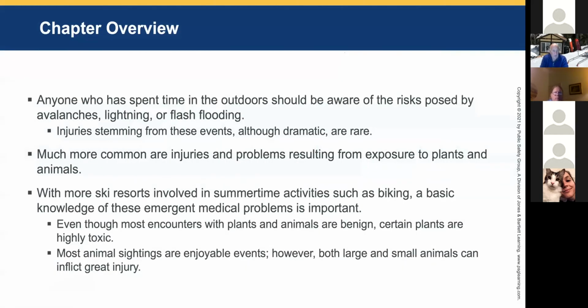The chapter overview says anybody who spends time in the outdoors should be aware of the risk posed by avalanches, lightning, or flash flooding. But more common are the injuries resulting from exposure to plants and animals. More ski resorts such as ours are getting involved in summertime activities like biking. Basic knowledge of these emergent medical problems is important. Even though most encounters with plants and animals are benign, certain plants are highly toxic, and most animal sightings are enjoyable events. However, big and small animals can inflict great injury.